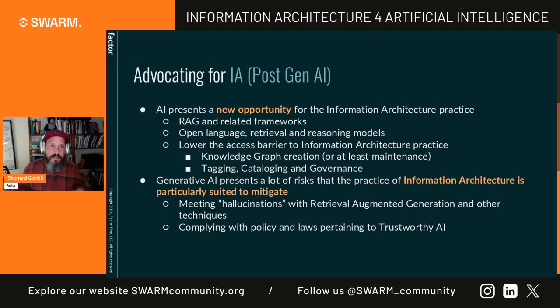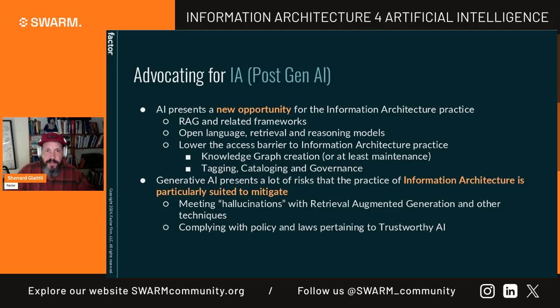So post-Gen AI, nothing's changed. If anything, we have more of an opportunity for information architecture practice. RAG and related frameworks allow us to build models that can help make these more accurate, more reliable and trustworthy. The languages are open, the models are open. We are in a position where we can start to not only model how these technologies interact, but actually model the models and the technologies ourselves.